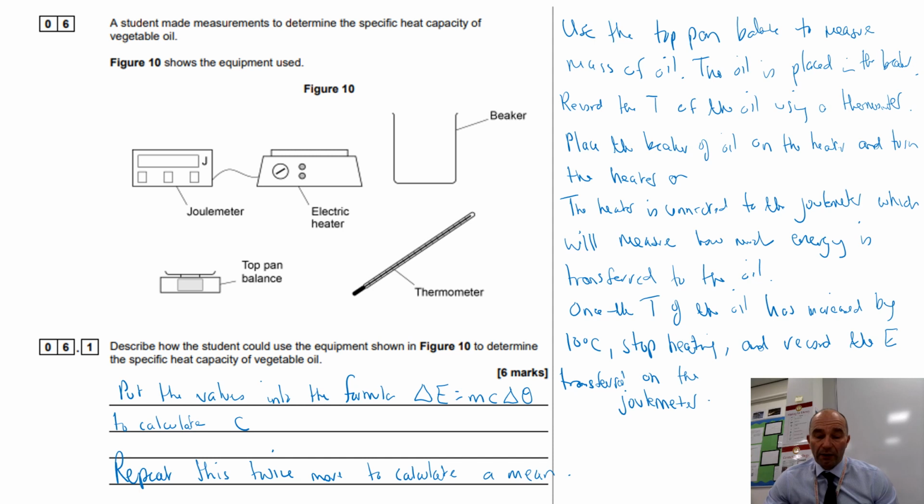The important thing here is making sure that you're explaining how to use each bit of equipment. So, you know, in some cases, you could almost write on above here, thermometer to take temperature, beaker to hold oil, electric heater to heat oil, joule meter to record the amount of energy transferred, top pan balance, measure mass. Now, if you make notes up here, you will still get credit for it. Don't worry about writing this out in full sentences. I would suggest you bullet point methods. It makes it much easier for your examiner to mark.